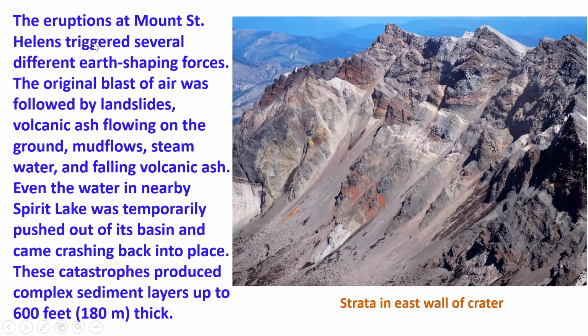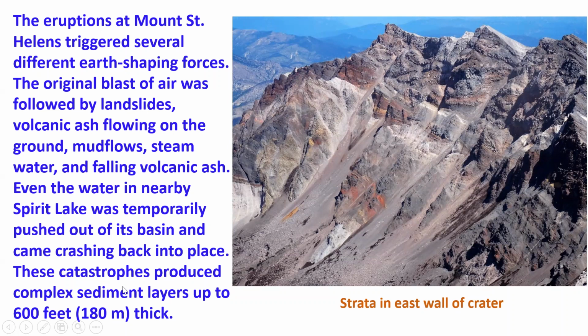Now, the eruptions at Mount St. Helens triggered several different earth-shaping forces. You have the original blast of air followed by landslides, and then volcanic ash flowing on the ground. You have mud flows, and then you have steam water, and you have falling volcanic ash. So you have hot and you have cold at the same time, actually. Even the water in nearby Spirit Lake was temporarily pushed out of its basin because of all these things flowing in. And then the water came crashing back into place after that.